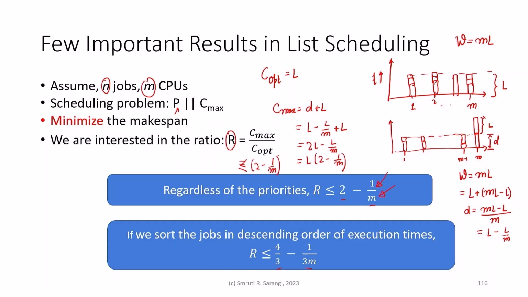In fact, it is further possible to do even better if, let's say, you take the execution times of the jobs into account. In that case, you will be within a factor of 4 by 3.